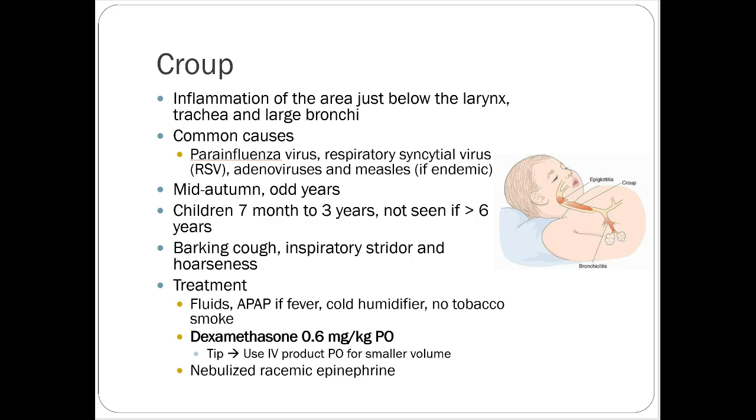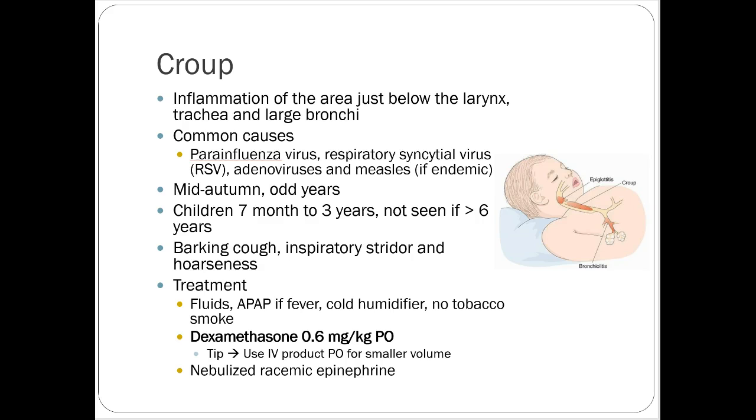Okay, so croup. Croup is a disease that affects the area just below the larynx, and usually it's viral, so we're looking at parainfluenza and RSV, or respiratory syncytial virus, adenoviruses, and measles. In the current situation, the measles outbreak is sort of tapering off, hopefully, but hasn't quite finished completely. Mid-autumn in odd years is usually when you see cases of croup come up, interestingly. I don't know why, but they think there's some sort of cyclical nature to parainfluenza virus.